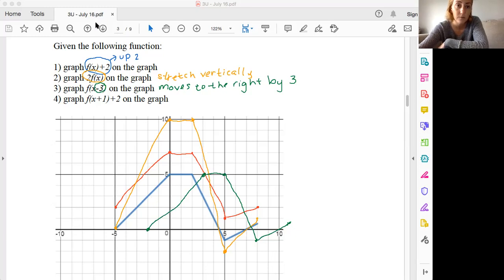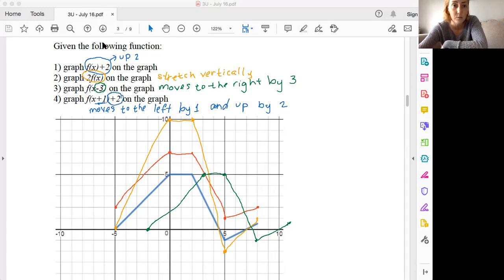If we look at number 4, okay, so they should all have the same shape. It's not going to go into a straight line or anything. The whole thing is just shifting over and moving. So this one is going to move to the left by 1 and up by 2. So up by 2 because of here.